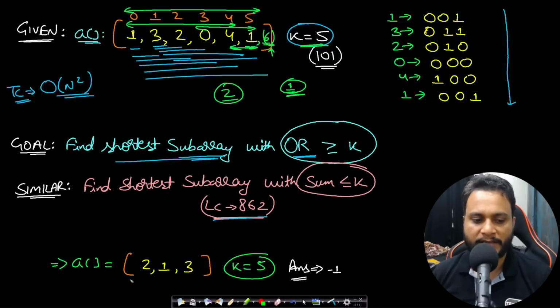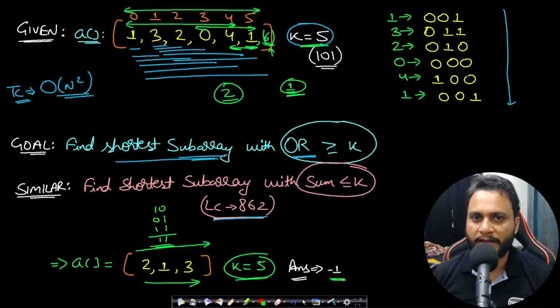You can look at an example having 2, 1, 3. Now in this case, if the k value is equal to 5, then you will never get an OR value greater than or equal to 5. You can OR all these values, and what will you get? With 2, 1 and 3, you will get 3 only, right? You cannot get a value greater than or equal to 5, and hence the answer will be -1. So I hope the problem statement is clear here.